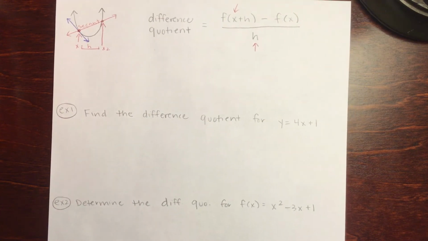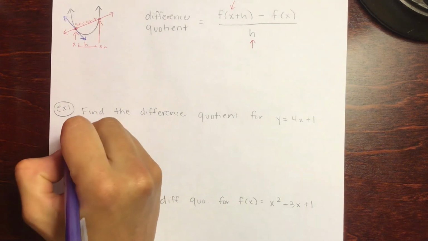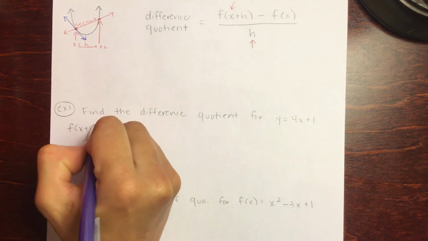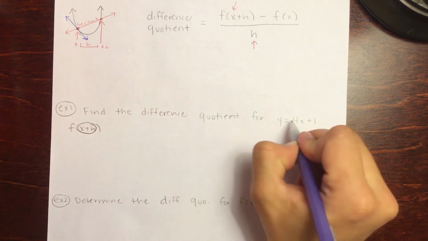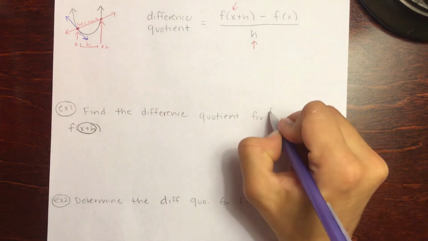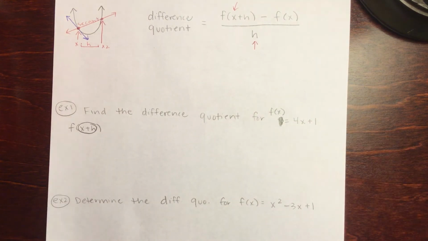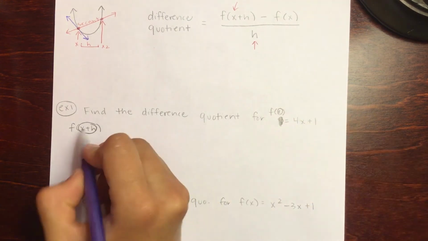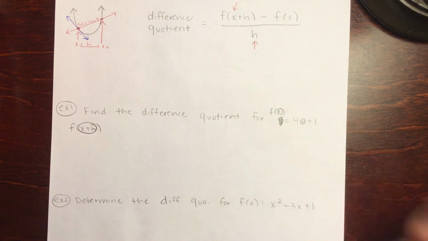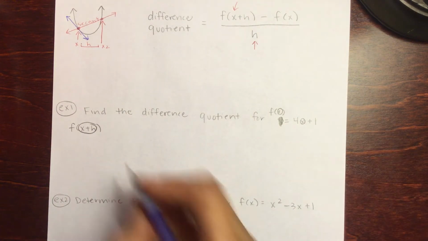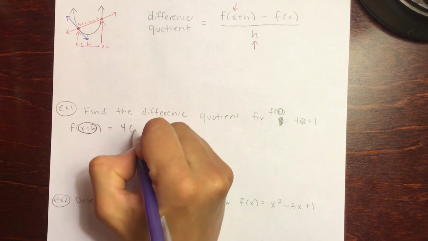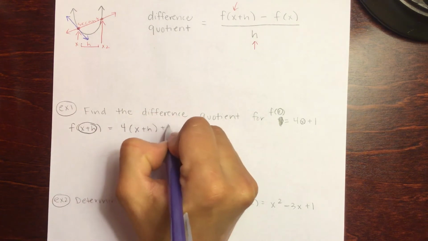Find the difference quotient for y equals 4x plus 1. I like to start by first figuring out what my f of x plus h value is. So f of x plus h. If I had written this with function notation, I would have said f of x equals 4x plus 1. So instead of this x value, now I have an x plus h. Everywhere you see an x in the original equation, you need to replace it with the parentheses x plus h.